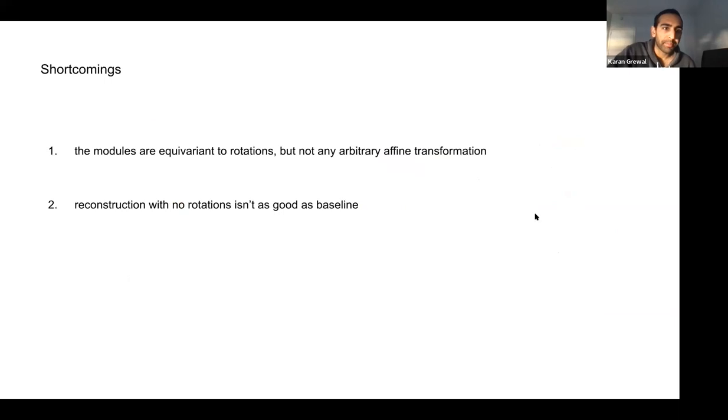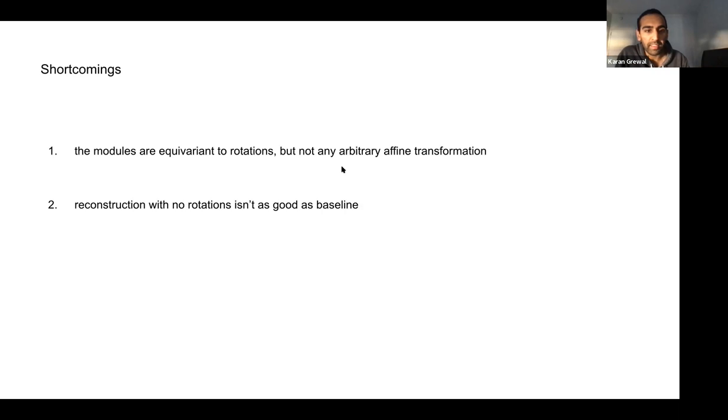Okay, so some shortcomings that they identified themselves in the paper were that the modules are equivariant to rotations right now, which is great because you're identifying things from different viewpoints, but not to any arbitrary affine transformation. But I found that if you can look at it from different rotations, that's still pretty good. So I guess when they talk about affine transformations, it might be zooming out versus zooming in, or can you still identify the object if you're translating it around.